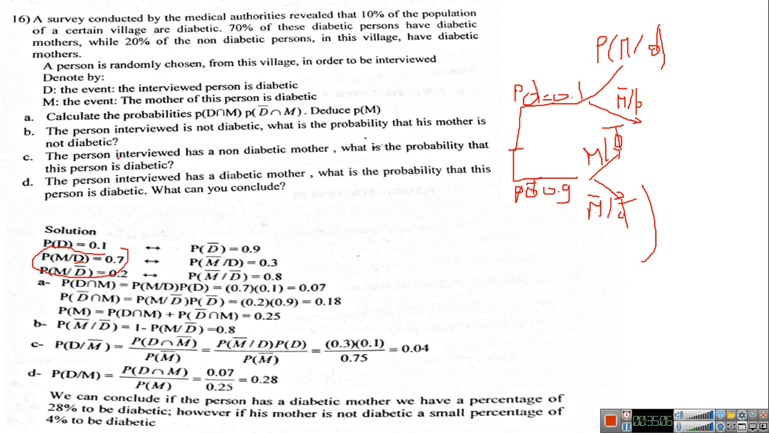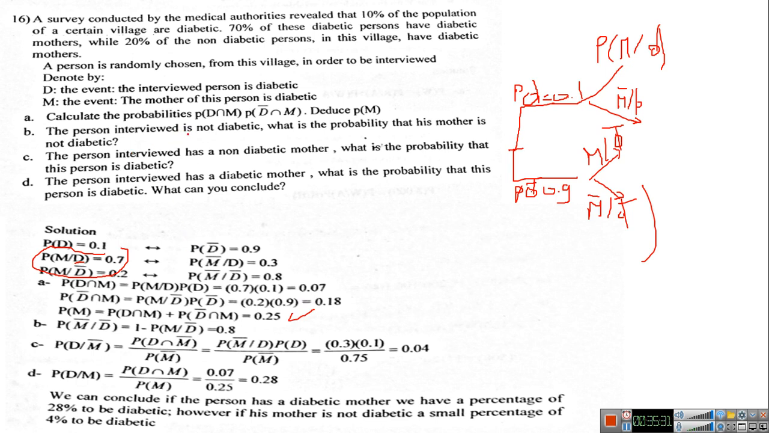The first question, calculate P of M intersecting D. So it's P of M knowing D times P of D. We have everything. You can get it from the tree table. I want then P of D bar intersecting M. So P of M knowing D bar times P of D bar, you have the answer. Deduce P of M, you make the sum of these two, it is 0.25.